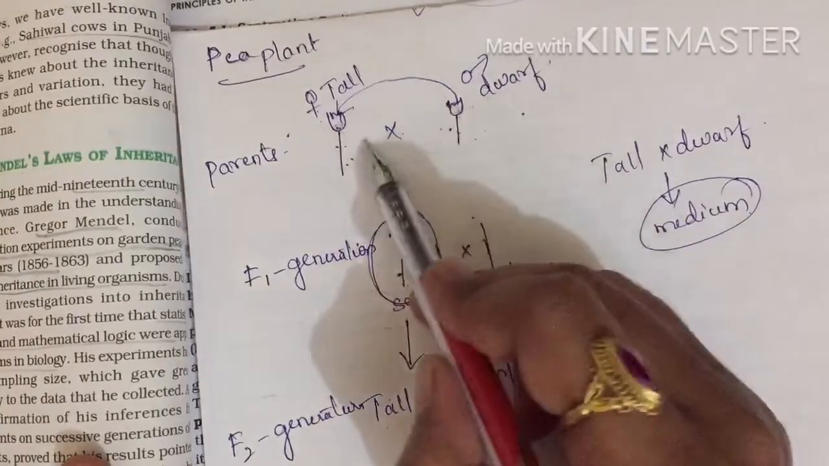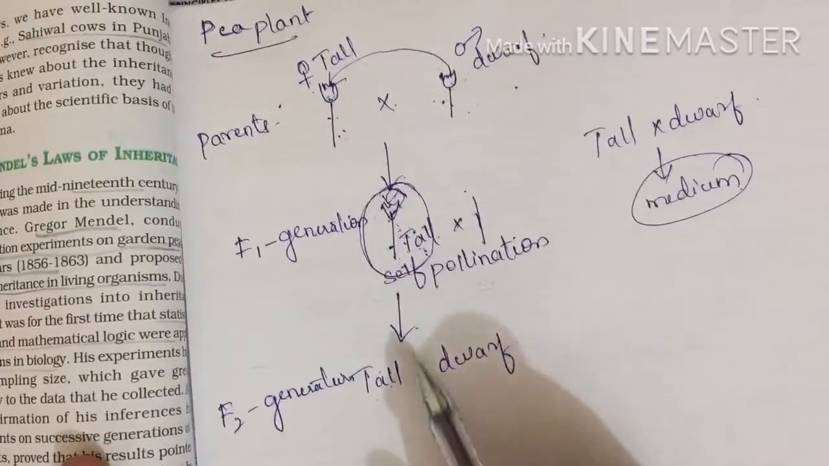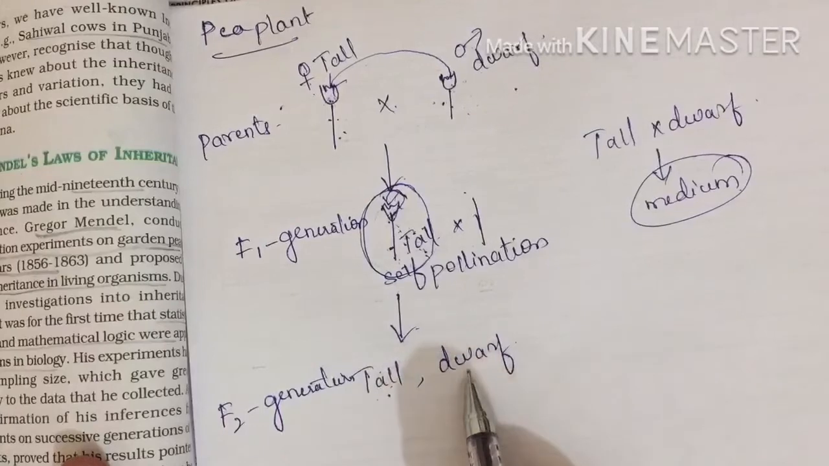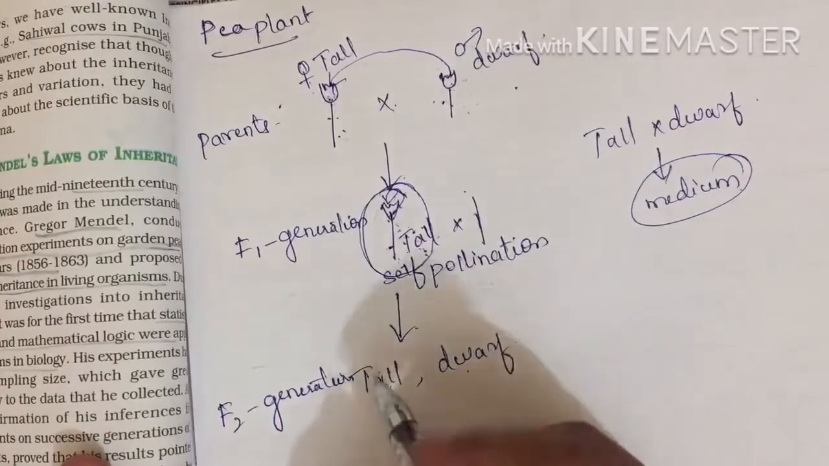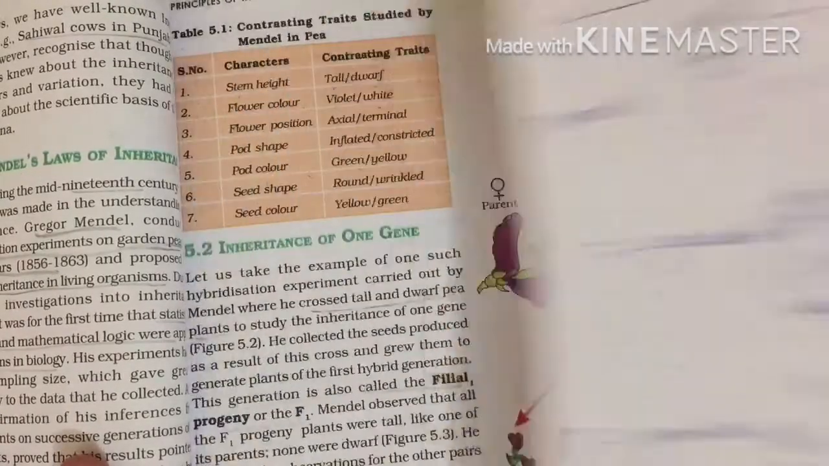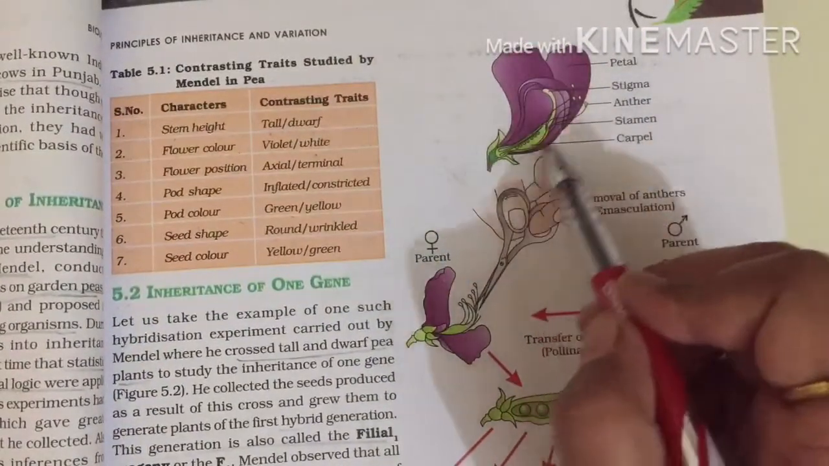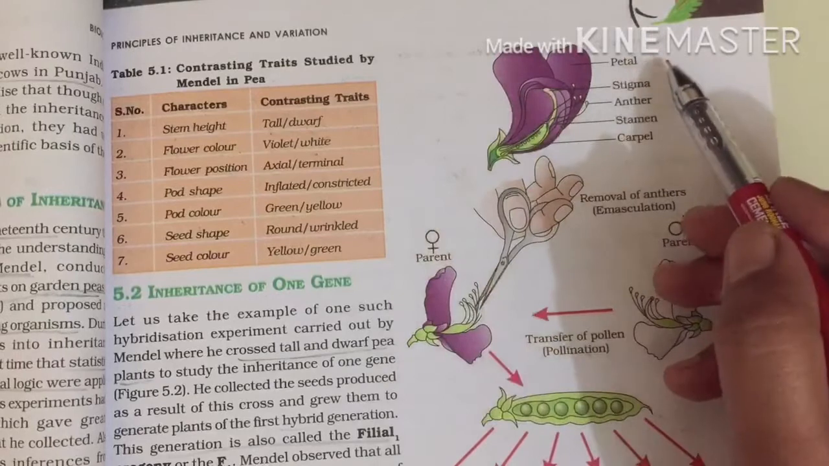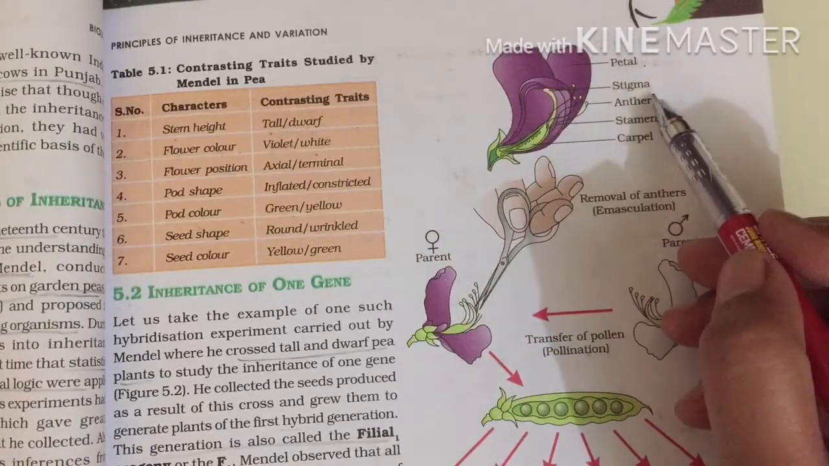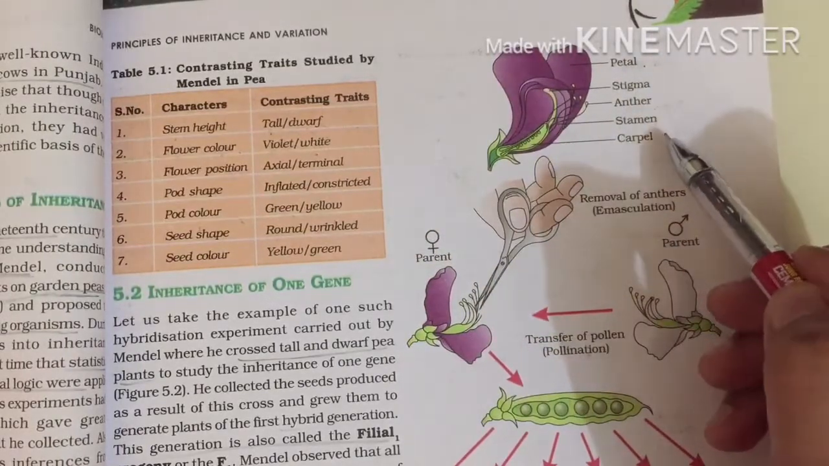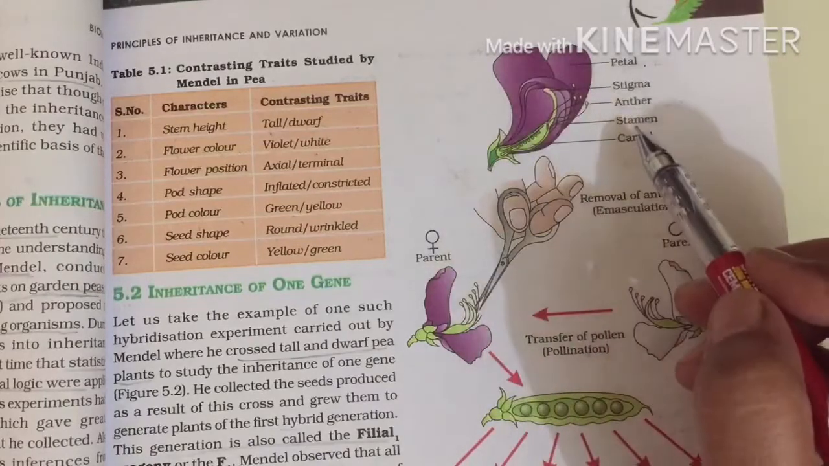characters of parental type were visible in the F2 generation. A few plants were tall, a few plants were dwarf. So to analyze this, here we have this diagram. This is the pea plant flower. This pea flower does have petals, a stigma, anther, stamen and a carpel. It is very clearly visible.